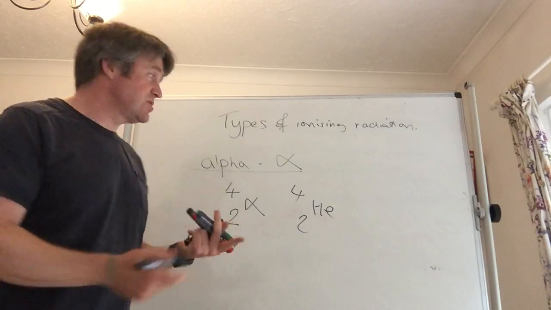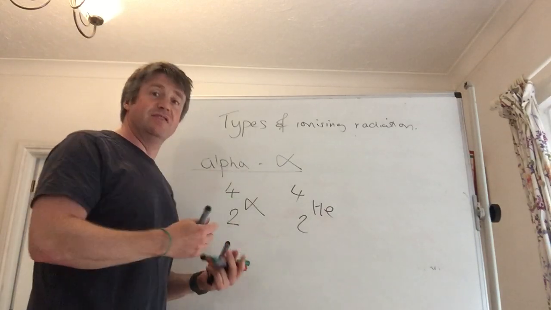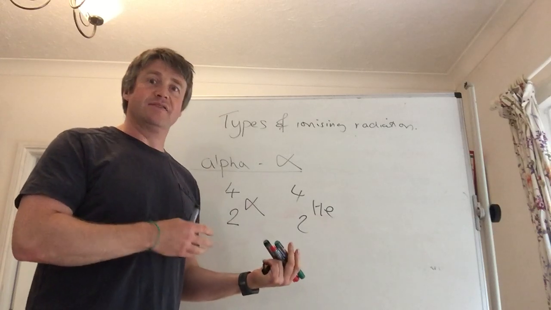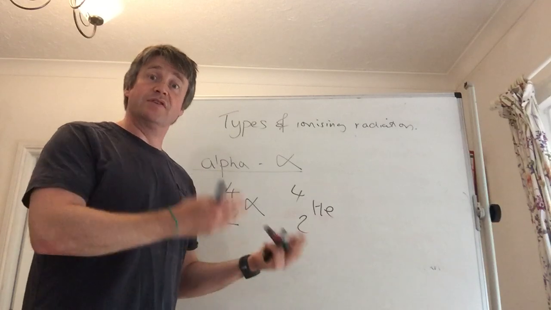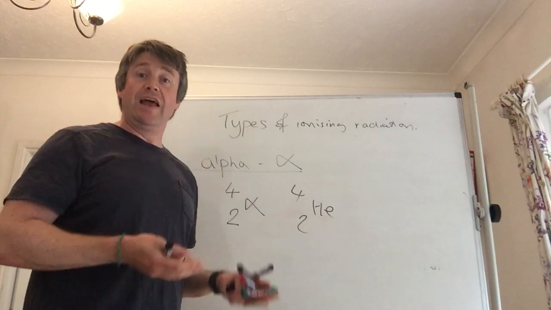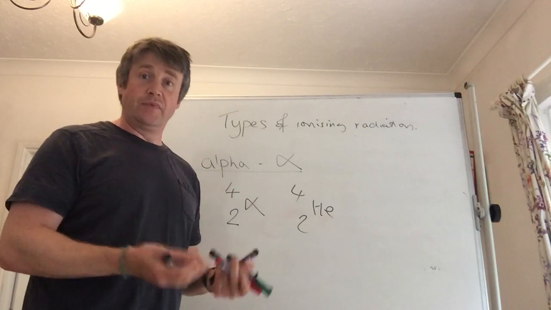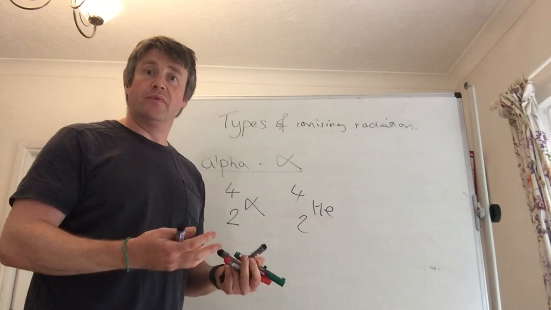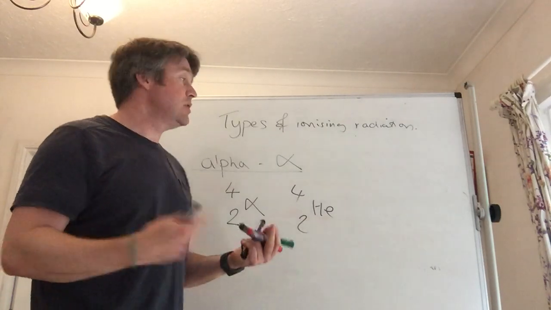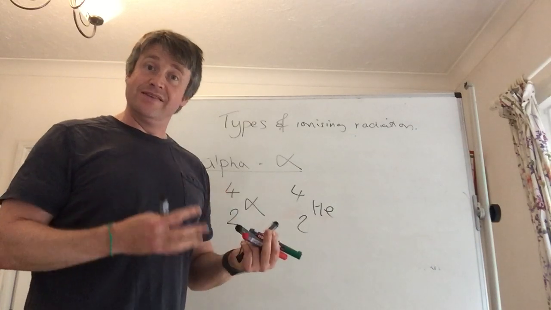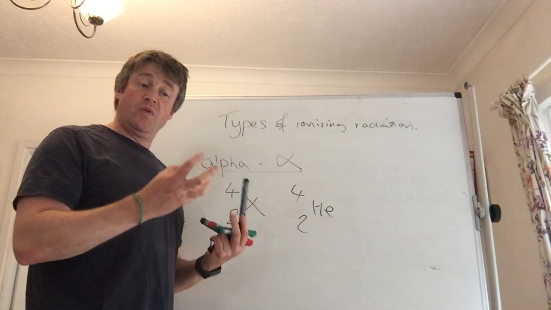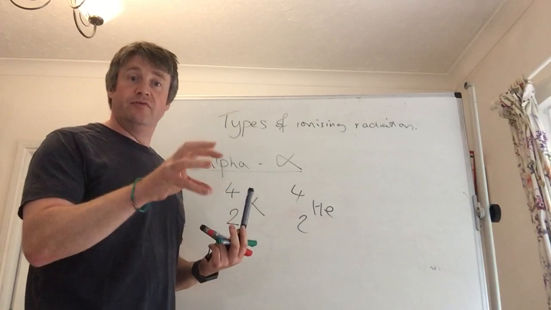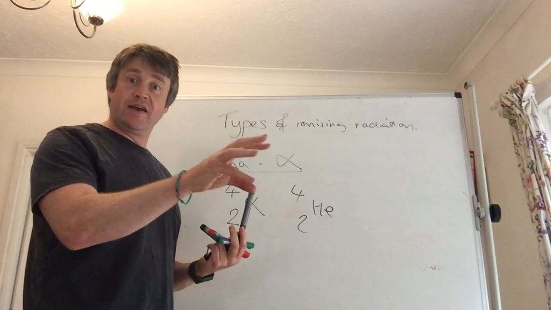I've seen exam questions in the past where they've asked you the difference between a helium atom and an alpha particle. The difference is a helium atom has electrons orbiting it in electron shells or energy levels around it. An alpha particle is just the nucleus of a helium atom that gets spat out.